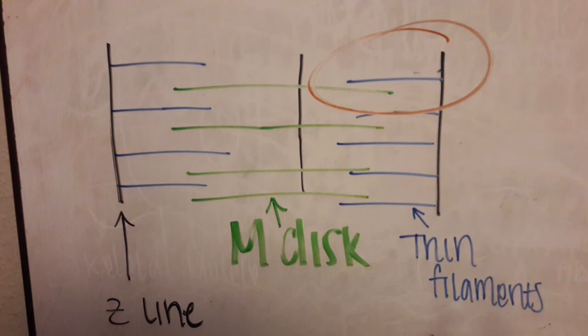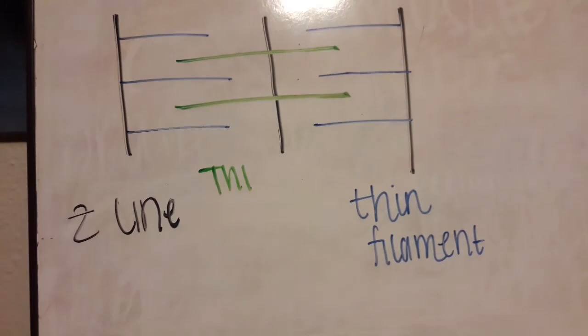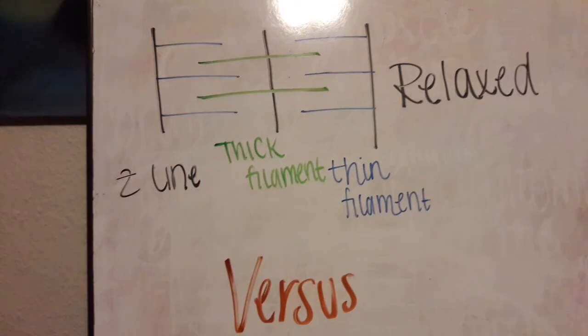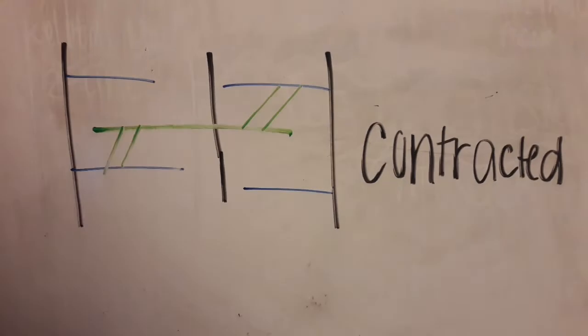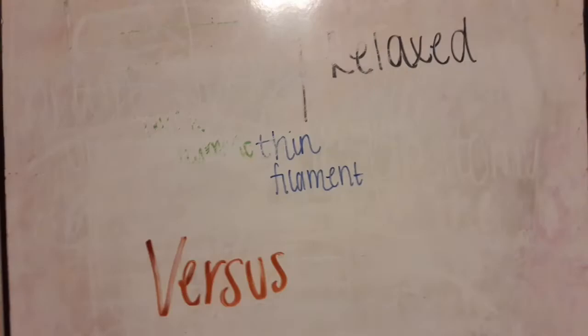Here, let's take a look inside this random section of the sarcomere. Now, the difference between the two sarcomeres is that one is relaxed, meaning that there is no contraction, while this one involves cross-bridging, meaning that a myosin head is attached to the thin filament, which happens due to a conformational change, where the myosin is pulling the thin filaments inward.